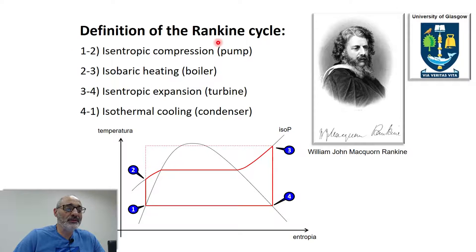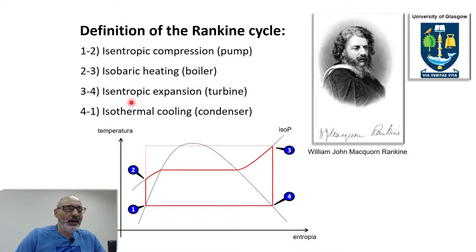So the transformations of the Rankine cycle, which is not reversible, by the way, are almost the same. Isentropic compression here in the pump. Isentropic meaning no heat exchange and no friction and any other kind of irreversibilities. Instead of isothermal heating, we have isobaric heating. Isobaric means constant pressure. So the working fluid is absorbing heat at constant pressure.